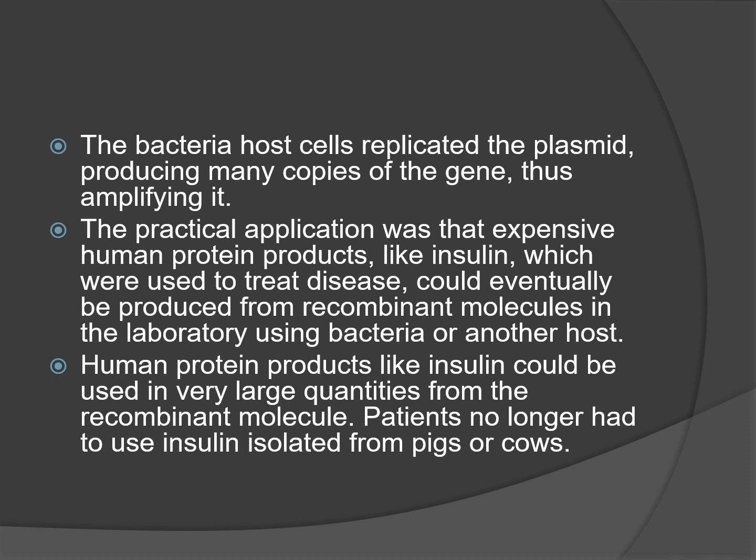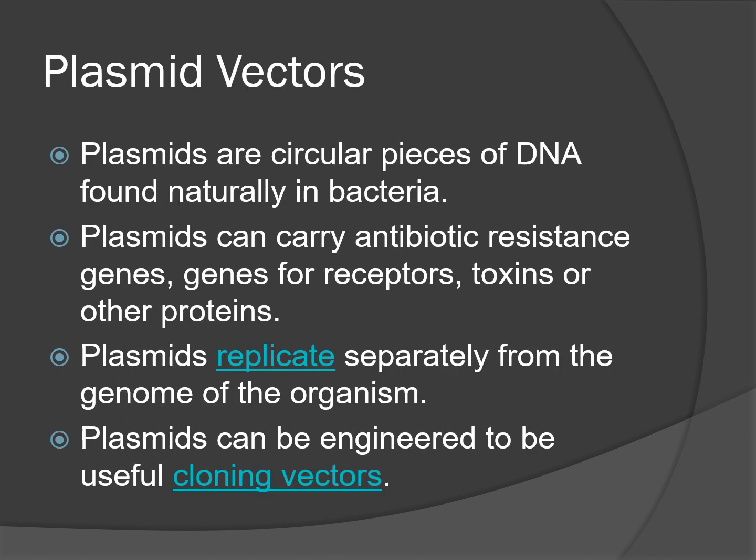The practical application was that expensive human protein products like insulin, which were used to treat disease, could eventually be produced from recombinant molecules in the laboratory using bacteria or other hosts. Human protein products like insulin could be made in very large quantities from the recombinant molecule. Patients no longer had to use insulin isolated from pigs or cows.